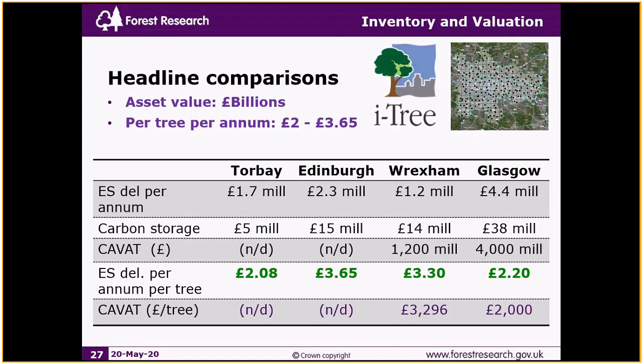This is also exemplified by the CAVAT value in the final row there. Average CAVAT values there of, well, 3,200, nearly 3,300 in Wrexham and only 2,000 in Glasgow. If you're a regular user of CAVAT and understand the valuation system, these are very low values actually, and it's not uncommon to have tens of thousands, 40, 50, 60,000 pounds for a decent size, semi-mature or mature tree. So again, you can see that taking summary values can really skew our understanding.